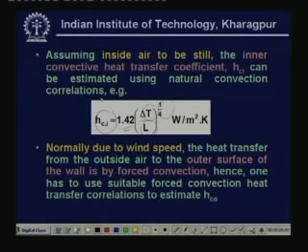As far as the outside heat transfer coefficient is concerned, normally due to wind speed, the heat transfer from the outside air to the outer surface of the wall is by forced convection. Hence one has to use suitable forced convection heat transfer correlations to estimate HCO. If it is a horizontal wall, then you have to use the forced convection heat transfer coefficient for flow over a horizontal wall, and so on.